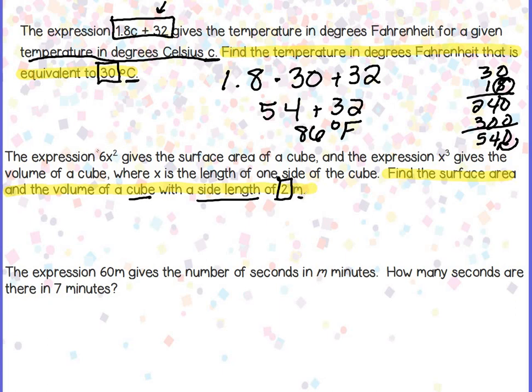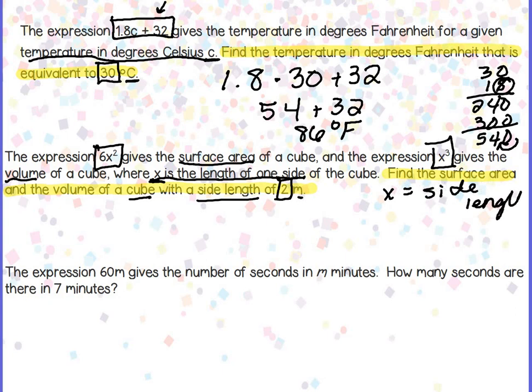Okay, the expression 6x squared gives the surface area. The expression x cubed gives the volume, where x is the length of one side. Okay, so that's telling you that your x is equal to your side length. And in this case, your side length is equal to 2. So I know that x will be equal to 2 meters. Now when I do the math, I don't put the m in for meters. I just know that my answer at the end has to have the correct label.